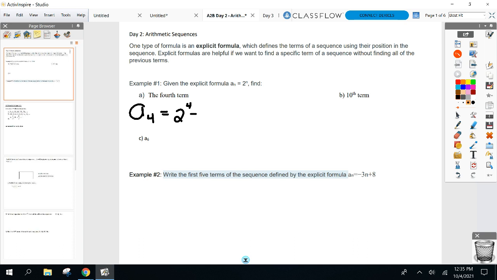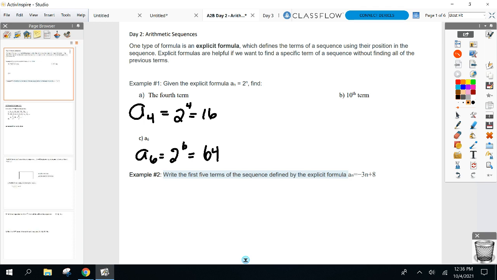So let's go, 2 to the fourth. It's not 8. 16. So the fourth term in this sequence is 16. Done. And just a couple more to make sure we got how this works. A sub 6. Sixth term. How do I find it? Just plug in 6. 2 to the 6. One advantage over a recursive formula is I can go to whatever term I want now. And 2 to the 6th is 64, everybody?